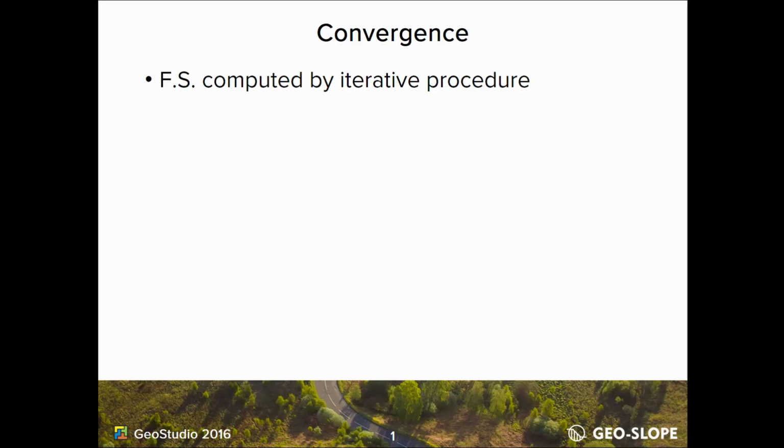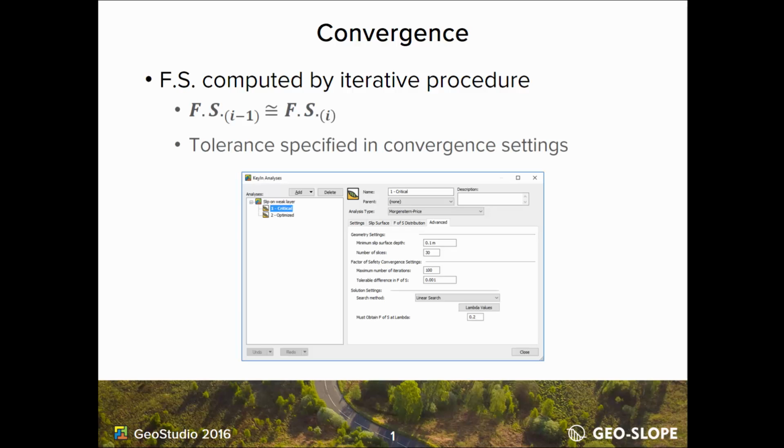SLOPE/W uses an iterative procedure to determine the factor of safety of each slip surface. This procedure runs until the computed factor of safety reaches a converged solution, or in other words, when the factor of safety from the current iteration is sufficiently similar to the factor of safety computed by the previous iteration. The solver judges convergence based on the tolerable difference specified in the Advanced tab of the KeyIn Analyses window.